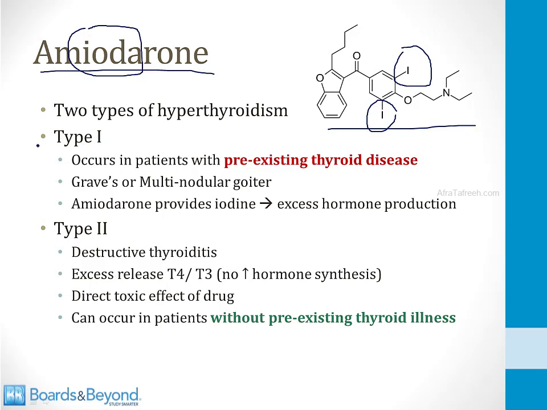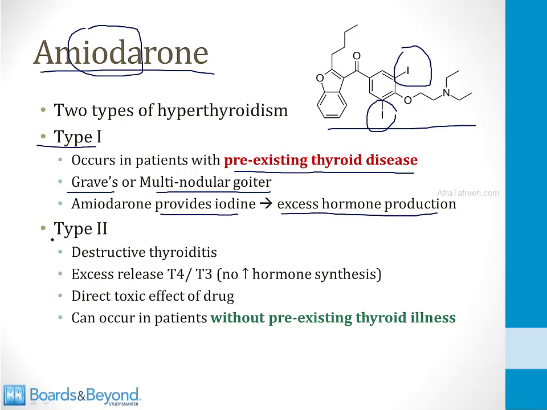The first type is called type 1 amiodarone-induced hyperthyroidism. This occurs in patients who have pre-existing thyroid disease. So for example, if patients have a history of Graves' disease or multinodular goiter and they are administered amiodarone, the amiodarone will deliver excess iodine to their thyroid gland, and this will lead to hyperthyroidism.